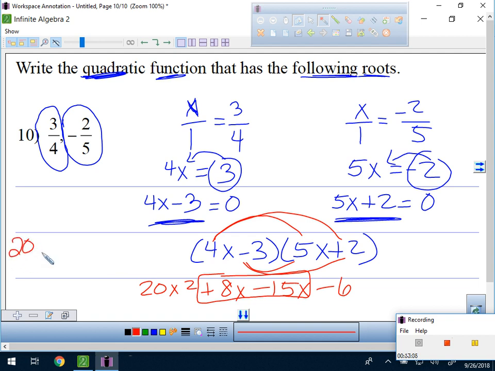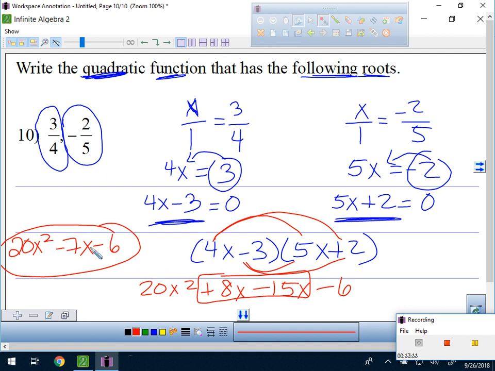So you get 20x squared minus 7x minus 6. And that would be your answer for that one. So anytime you see a problem like this, simply set them equal to x, but do the butterfly method, cross multiply, set them equal to 0, and then just FOIL. And that's it. And so this would be my answer for number 10.